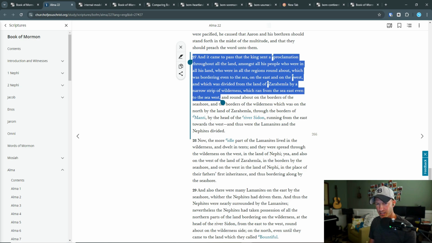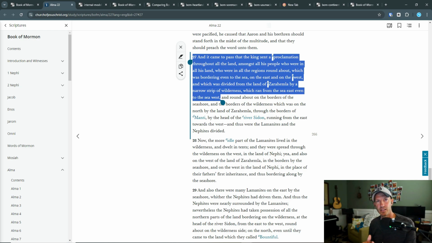But his land also was roundabout on the borders of the seashore and the borders of the wilderness, which was on the north by the land of Zarahemla. So the king of the Lamanites, his land doesn't just go from the east sea to the west sea. It goes up on the north, around the land of Zarahemla. That makes sense?